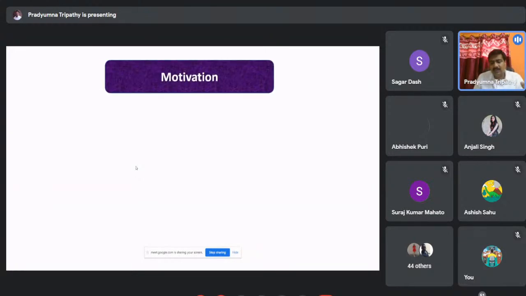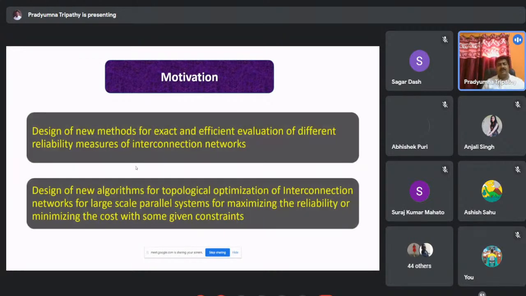So that is the motivation for designing what? Design of new methods for exact and efficient evaluation of different reliability measures of interconnection networks. So one is the exact evaluation of the reliability of the network. Second one is design of new algorithms for topological optimization of interconnection networks for large scale parallel systems, for maximizing the reliability or minimizing the cost with some given constraints.